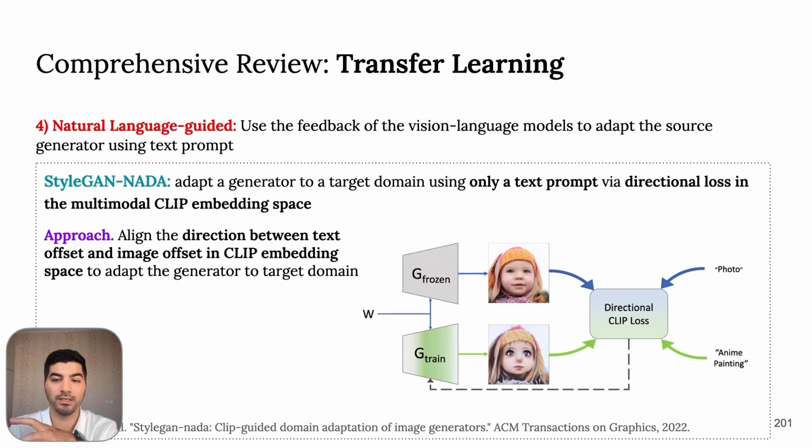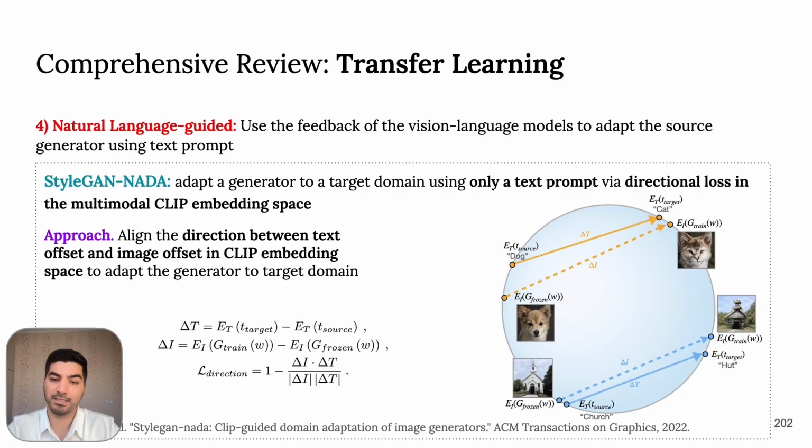And how they do it, they propose a directional CLIP loss to train this model. As an example, if we consider source domain dog and target domain cat, the main idea is that in the CLIP embedding space, the embedding of an image of the dog is close to the embedding of the text of the dog. And same for cat. They use images generated by the source generator as images of the dog, and they use the fine-tuning generator as the expected image of the cat that should be generated.